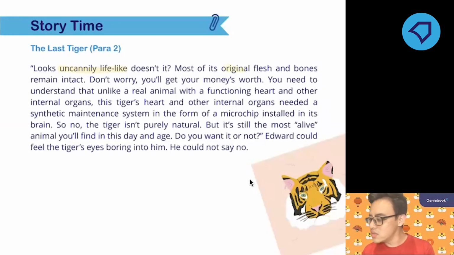Its original flesh and bones remain intact. So it was once alive. Okay, this tiger was once alive. It still has flesh. It still has the bones that it had when it was alive, but it's no longer alive because most of it is now a cyborg or an android.